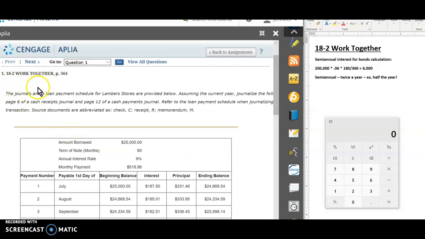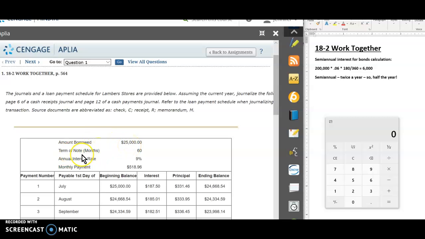18-2 work together. All right, we are Lamber Stores, and we've got a loan payment schedule here and a few transactions that we're going to do. I want to explain this loan payment schedule to you a little bit. So we are borrowing $25,000.